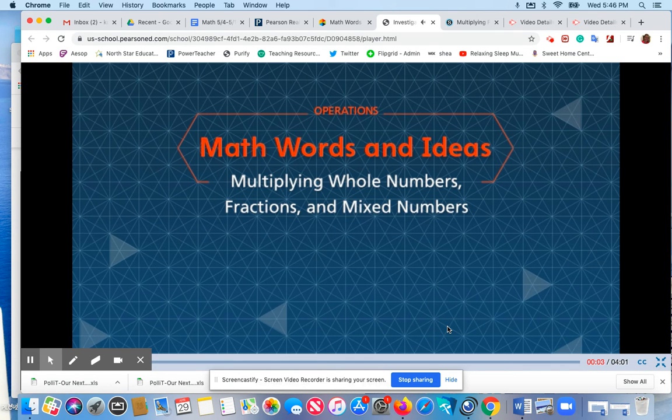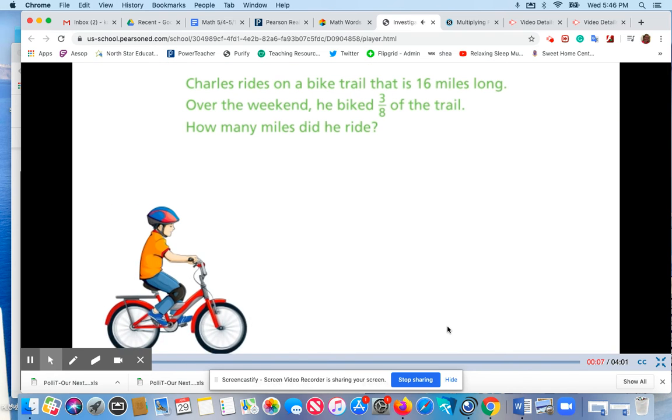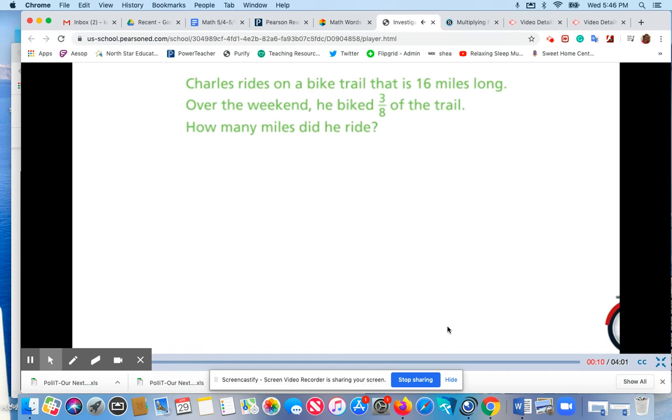Multiplying whole numbers, fractions, and mixed numbers. Charles rides on a bike trail that is 16 miles long. Over the weekend, he biked 3/8 of the trail. How many miles did he ride?